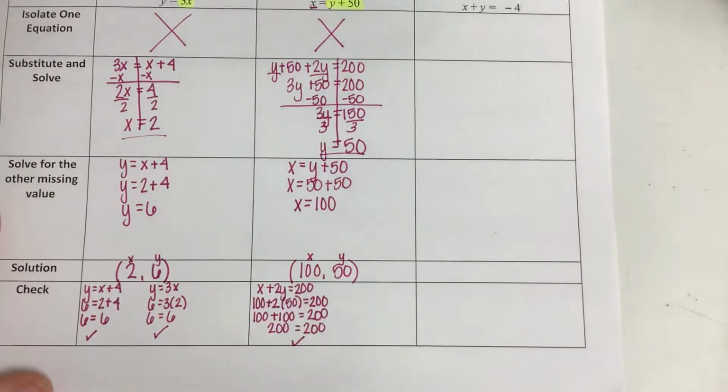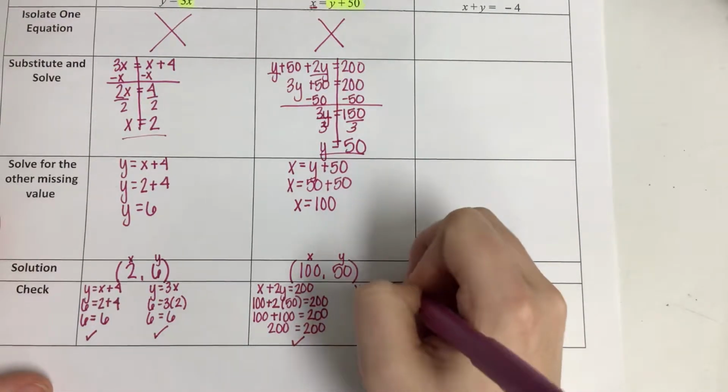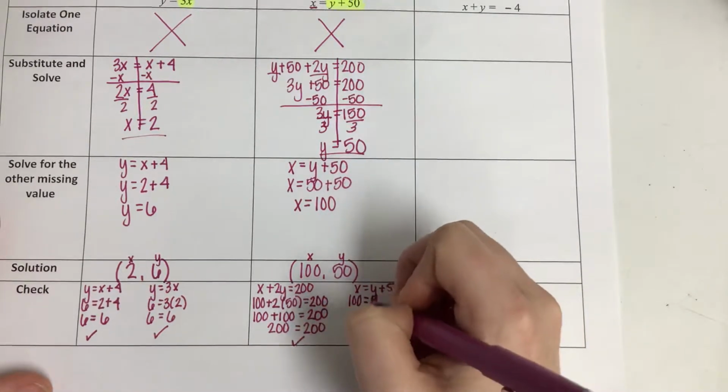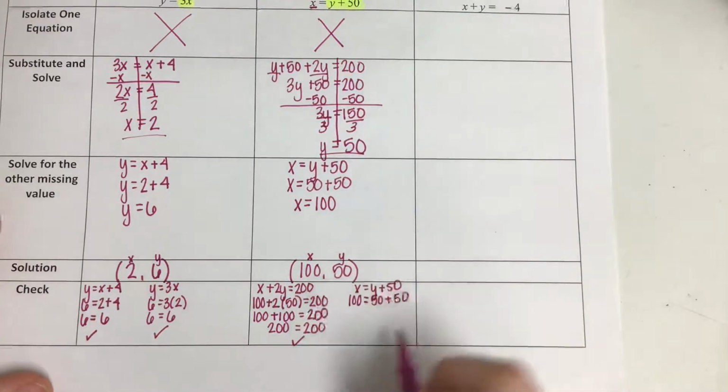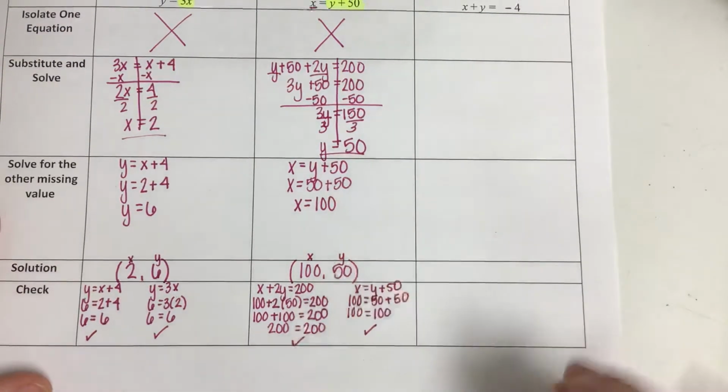That works out. Again, we do our second equation. We have x equals y plus 50. We substitute 100 for x. We substitute 50 for y. On the right side, 50 plus 50 is 100. We get 100 on both sides. That one works.